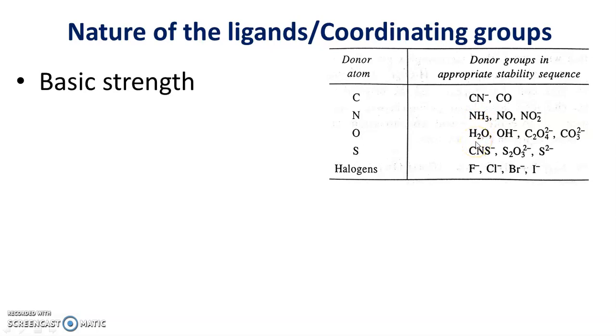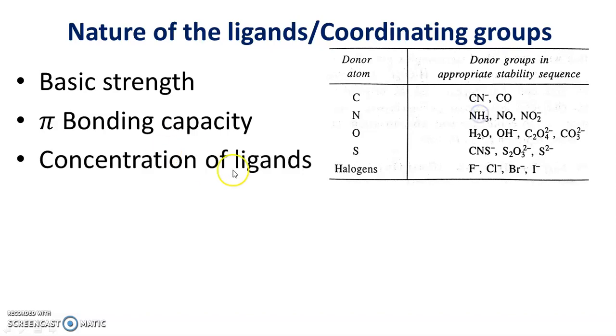The stability of complexes increases with the pi bonding capacity of the ligands. For example, in this table you can see cyanide and carbonyl. These ligands are able to form pi bonds and they form stable complexes. Even the stability of metal complexes with thiocyanate ions increases with an increase in the concentration of thiocyanate. So the concentration of the ligand also decides the value of the stability constant.